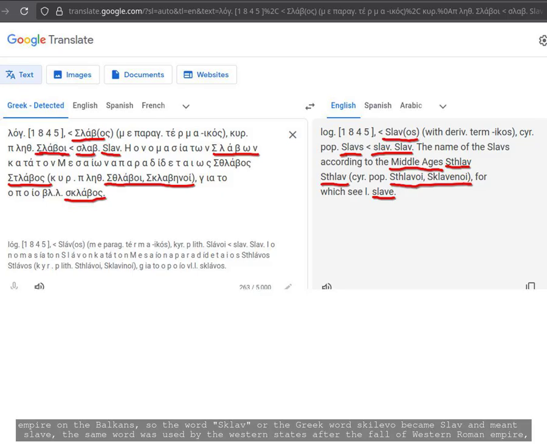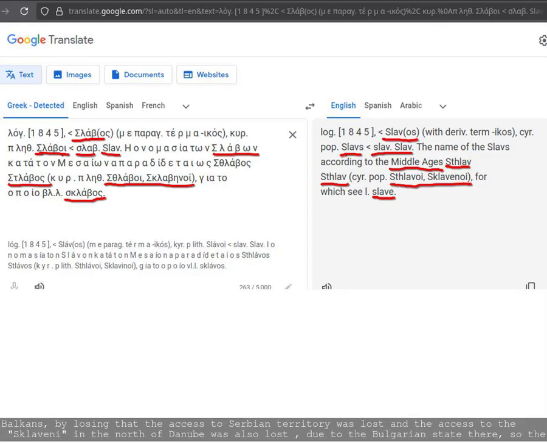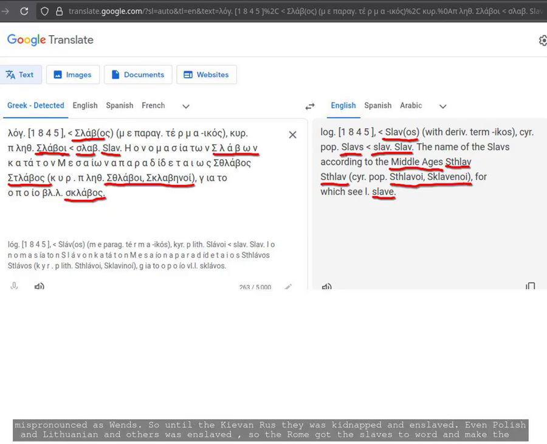The same word was used by the Western states after the fall of the Western Roman Empire. If you have a word for slave, you just use it, no need to invent another one. So the Bulgarians, as well known from history, defeated the Eastern Roman Empire, and Constantinople lost the Balkans. By losing that, the access to Serbian territory was lost, and the access to the Sklaveni in the north of the Danube was also lost, due to the Bulgarian state there. So the lack of slaves had to be fulfilled by other people. And those people were those that do not have an army. And those were the Veneti, or the Vendi, or Vens, or perhaps in English mispronounced as Wens.